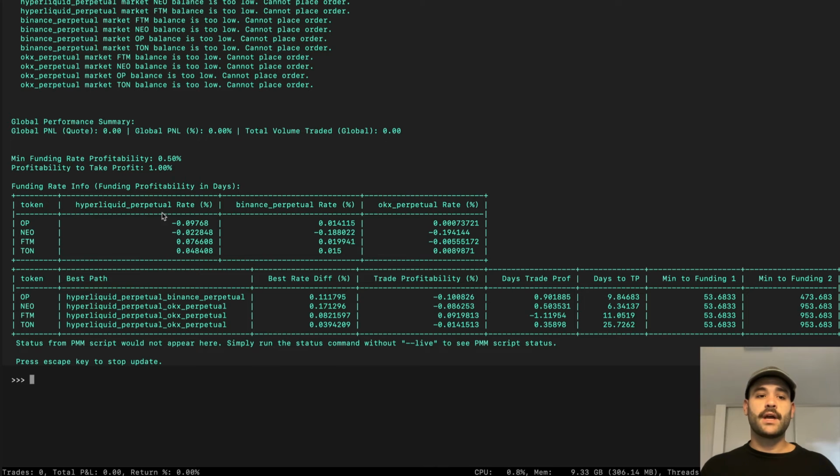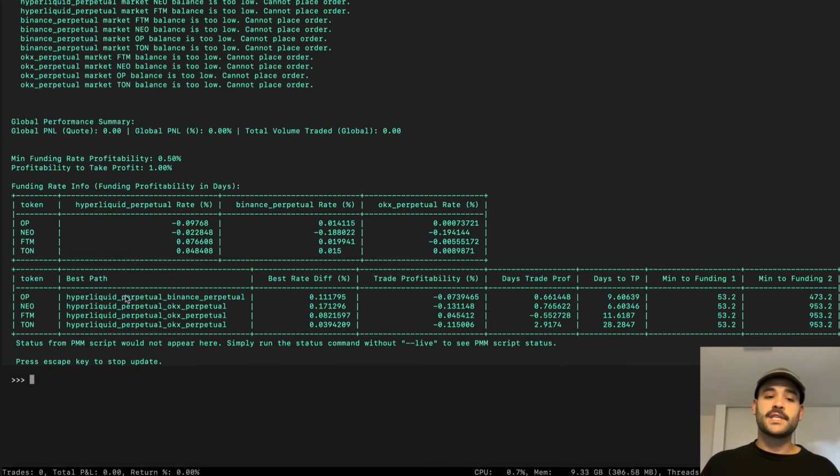As you can see, we have the Hyperliquid rate. This is how much we are getting for each token. And here it says in days, so you can know that this is all in days. We have the same for Binance and the same for OKX. This shows the current funding info for each exchange, but we would like to check which is the best path. So the second table shows for each token which is the best path.